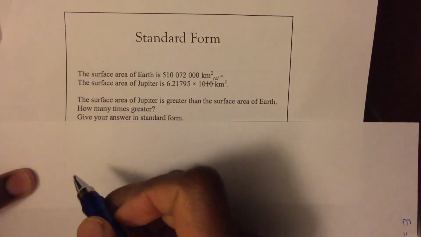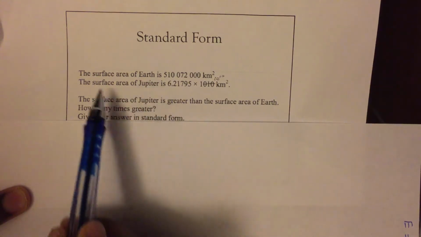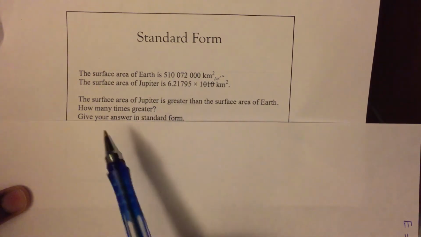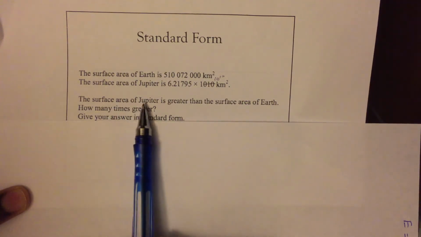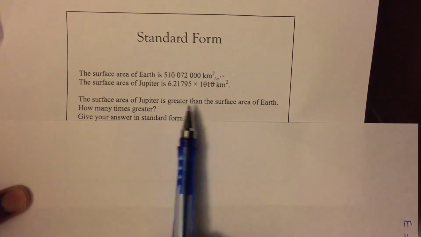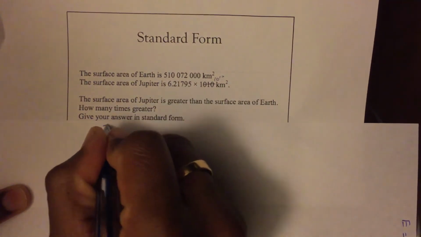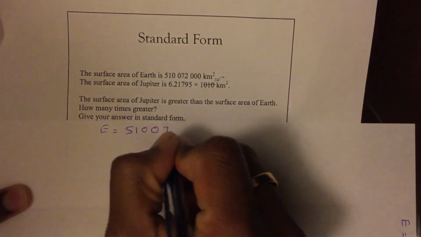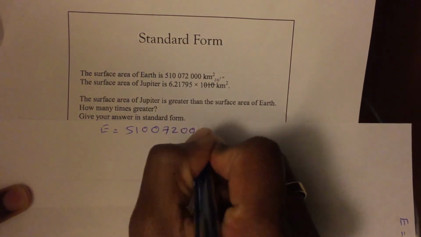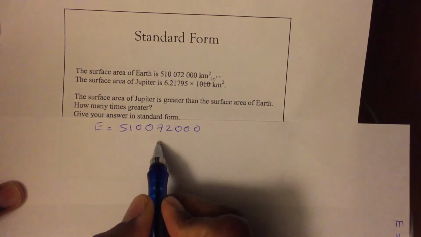Okay, this is a question on standard form. We are given the surface area of the Earth and the surface area of Jupiter, and we are required to find how many times the surface area of Jupiter is greater than the surface area of the Earth. So the surface area of the Earth is 510072000. Now we need to put this figure in standard form.